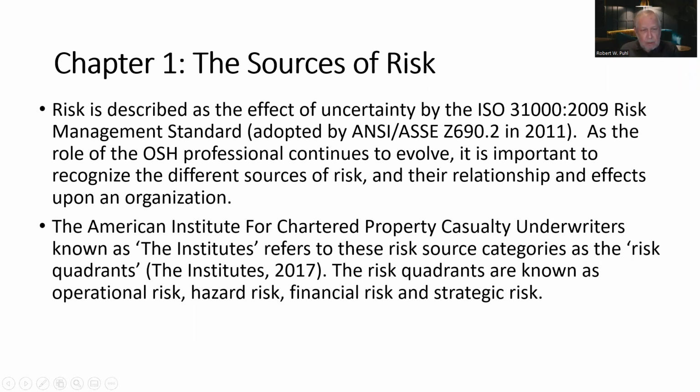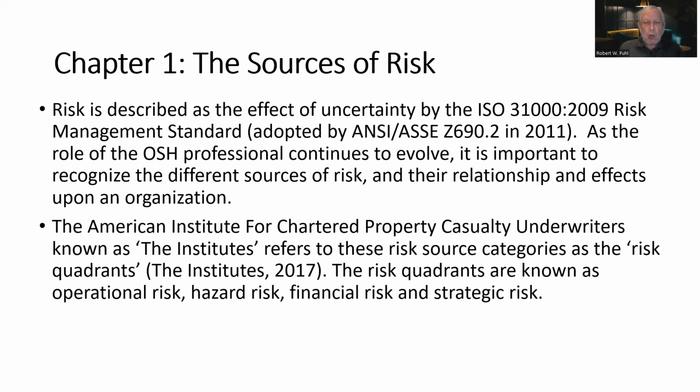Okay, the sources of risk. Risk is described as the effect of uncertainty by the ISO 31000 risk management standard and adopted by ANSI Z690. They do this back and forth. Sometimes they adopt a standard and give it their own name, which doesn't make any sense to me, but they aim to confuse. As the role of the occupational safety and health professional continues to evolve, it is important to recognize the different sources of risk and their relationship and effects upon an organization.